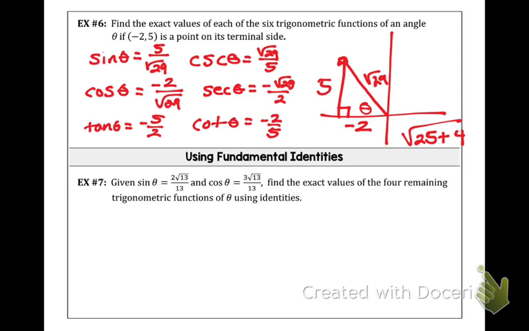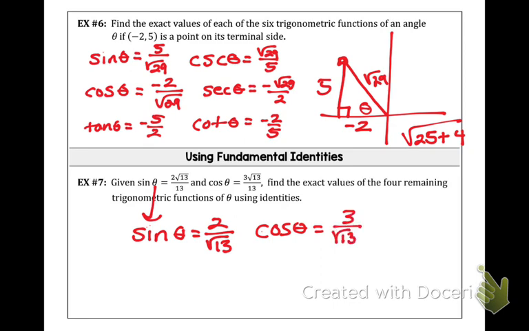Example 7. Given sine of theta is equal to 2 root 13 over 13, I'm going to automatically turn that into an unrationalized fraction. So that would really be 2 over the square root of 13. And I'm going to do the same thing for my cosine. So cosine of theta would really just be 3 over the square root of 13 if we unrationalize that. And that's just dividing by the root 13 on both sides.